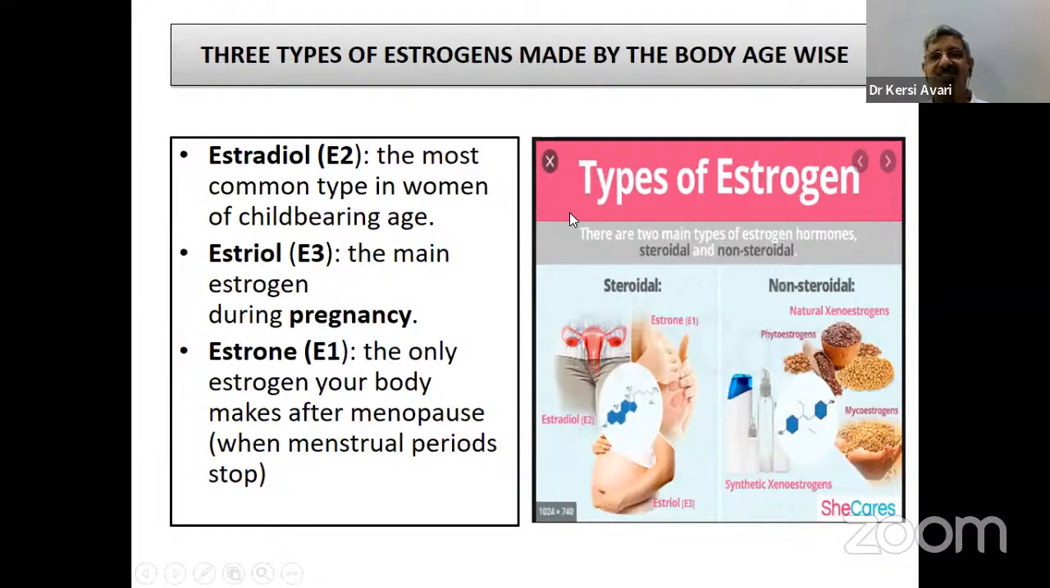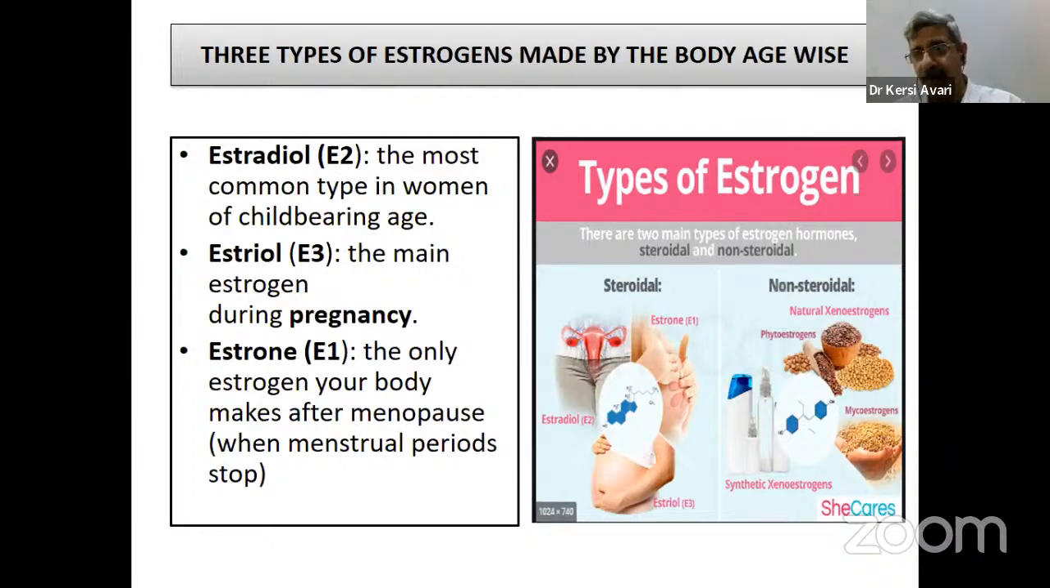Now, when a body makes estrogen, there are basically three types. When in childbearing age, we always say E2. So this is estradiol, which is a very important marker as far as folliculogenesis is concerned. The follicles developing are monitored with the synchronicity of the increasing estradiol, which is a derivative of estrogen. Then there is estriol during pregnancy and estrone after menopause. Definitely there has to be some female hormone left in the lady.